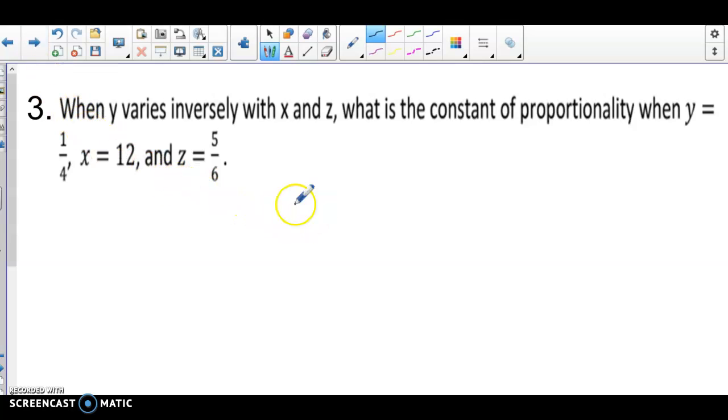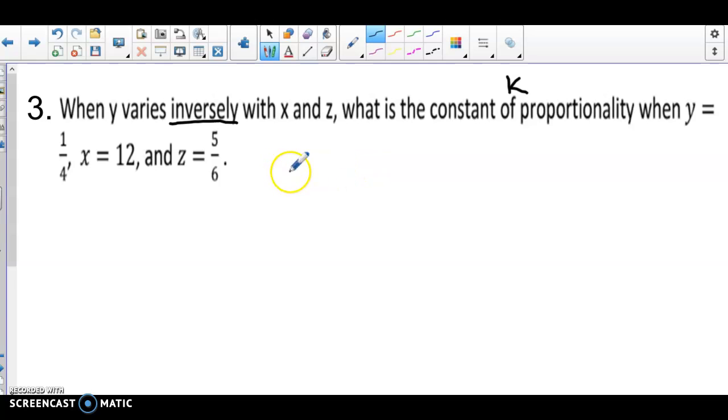So number 3, this one is just a plain old word problem. It tells us when y varies inversely, so we're going to pay attention to that word, with x and with z, what is the constant of proportionality, or constant of variation, we know that that is k, when y equals 1/4, x equals 12, and z equals 5/6. So it gives us some values, and this time we want to solve for k.